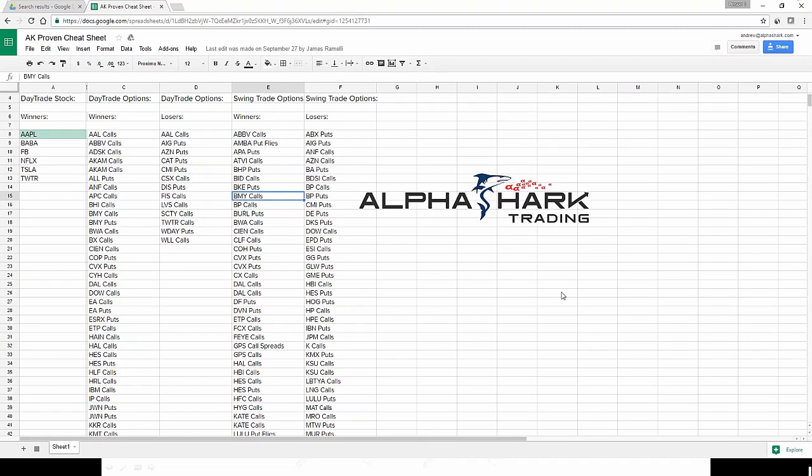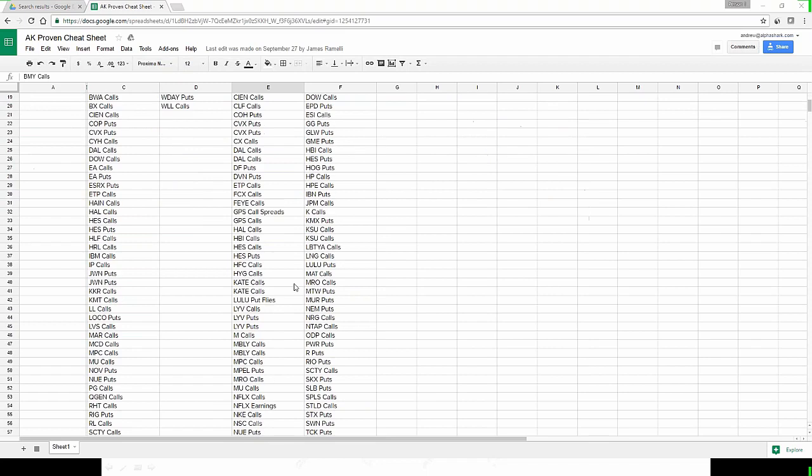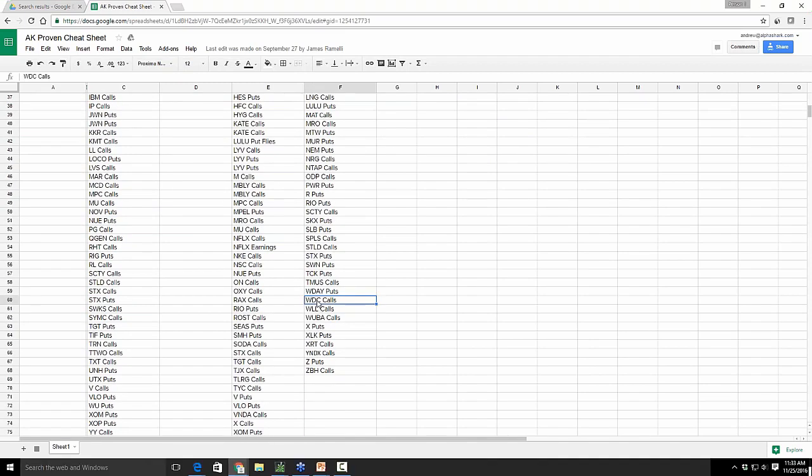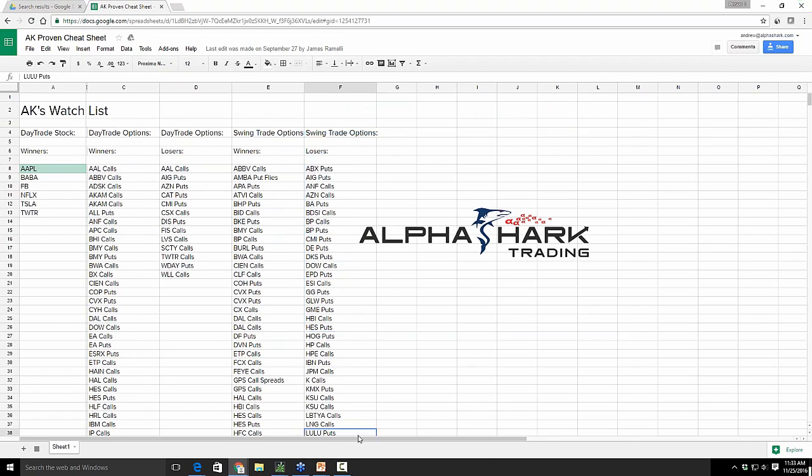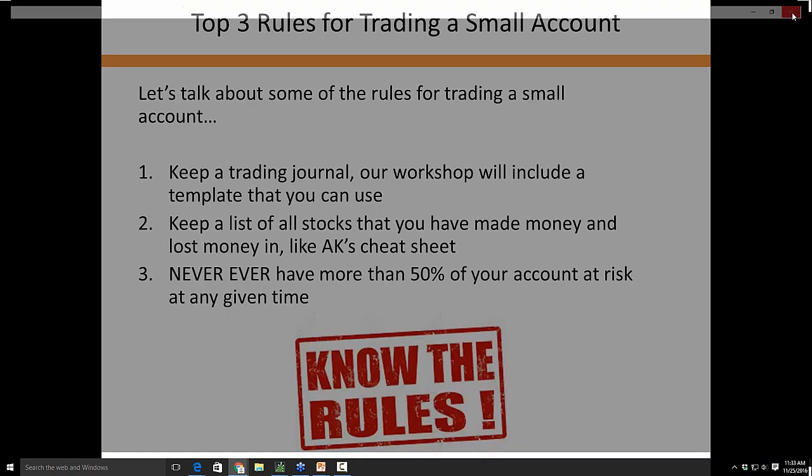Because certain stocks trade better than other stocks. Okay? Certain stocks trade better than other stocks. Or like WDC, Western Digital, calls hit. Well, Andrew's lost money on that this year, so I'm not going to take this trade. So we will send you the proven cheat sheet for free when you guys sign up for the bootcamp.